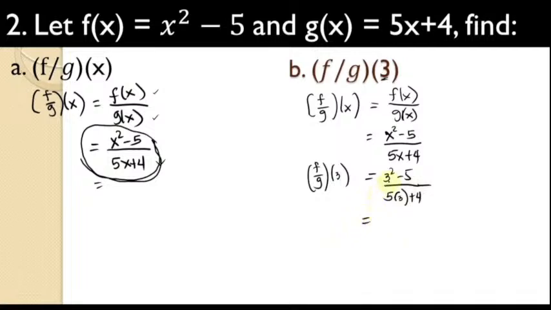So we have 3 raised to 2, that is 9, minus 5 over 15 plus 4. Next, 9 minus 5, that is 4 over 15 plus 4, that is 19. So the quantity of f over g of 3, the answer is 4 over 19. The value of x is 3. Okay, substitute lang natin. So that is, the quotient is 4 over 19.